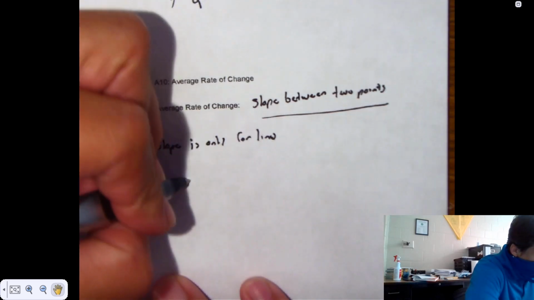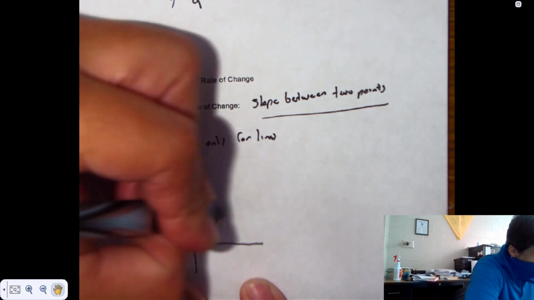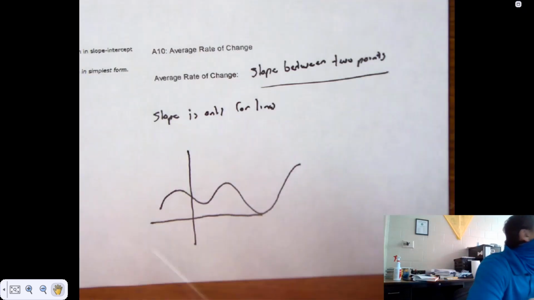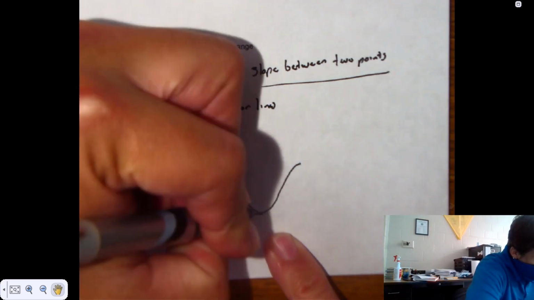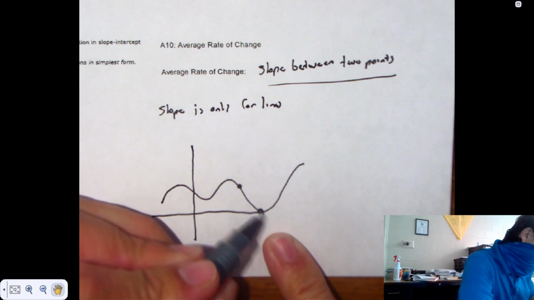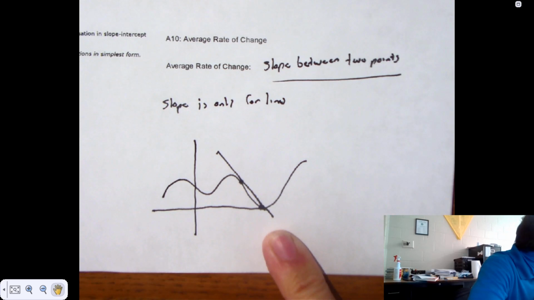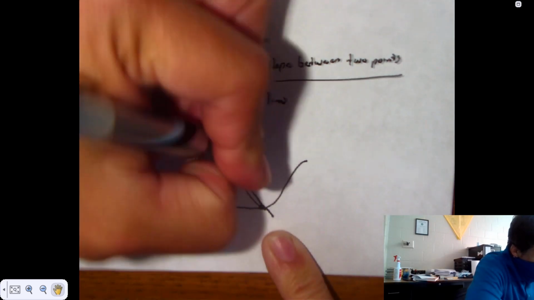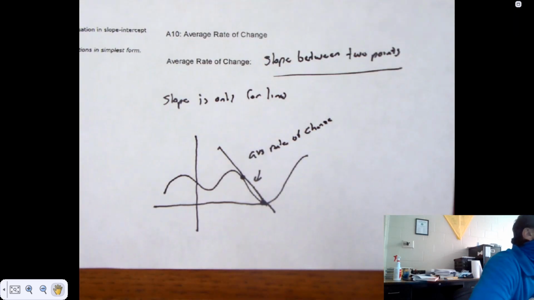But real life functions often look kind of funny, like they might do things like this. They go up, they go down, they go all around. But if you were to connect 2 points together, you could draw a line. And that would represent the average rate of change over that interval of time. So this is the average rate of change. And that's all it is. It's slope between 2 points.